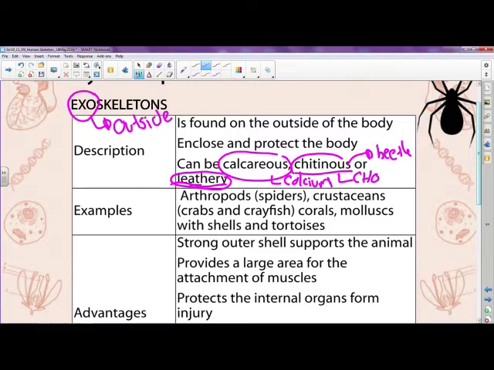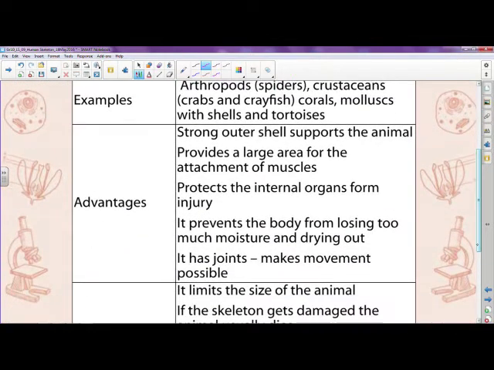Okay, now what's good about it? What's good about having a skeleton on your outside? You've got a shell. So you can imagine if you are a turtle, your shell is going to protect you more and it supports you. Now, if we look at these little guys, they move a lot. So if they move a lot, very often we can attach muscles to those hard parts. Also, when you have something hard, we have protection. All the internal organs are prevented from any kind of injury.